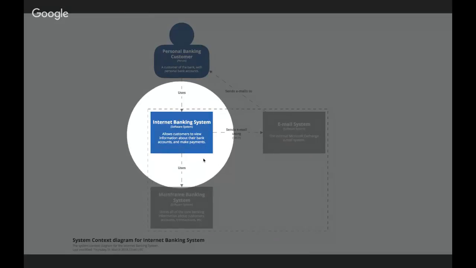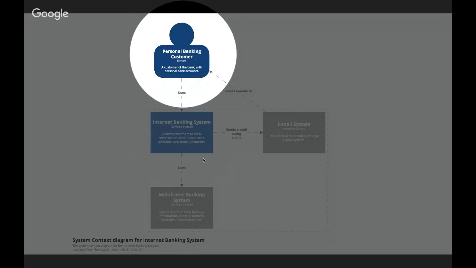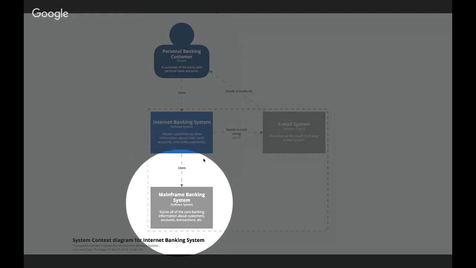So this box here represents the internet banking system. That's the thing that we are going to build. In this case, we have one type of user. It's the personal banking customer. They use our system. Our system, our internet banking system, is actually going to get all of the information from an existing mainframe banking system. So maybe this is the record of store for the bank, and this is the system in which all of the account information is held.